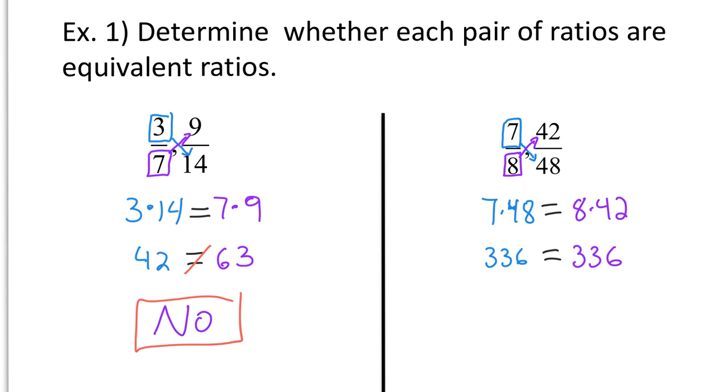So they're the same type of ratio, so we can make a proportion out of those two ratios. But we're just going to put here, yes, they are equivalent, because when you cross multiply, we get the same product.